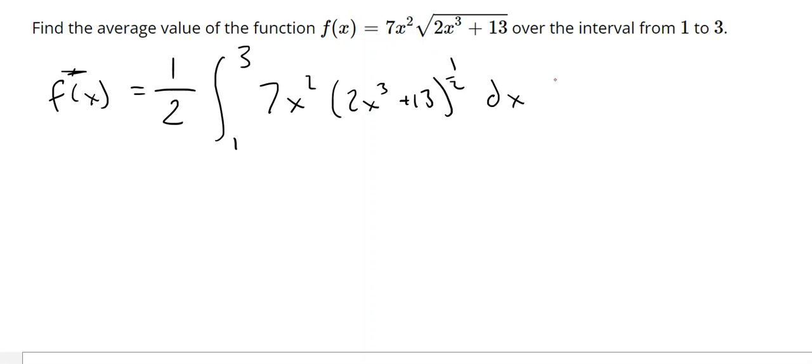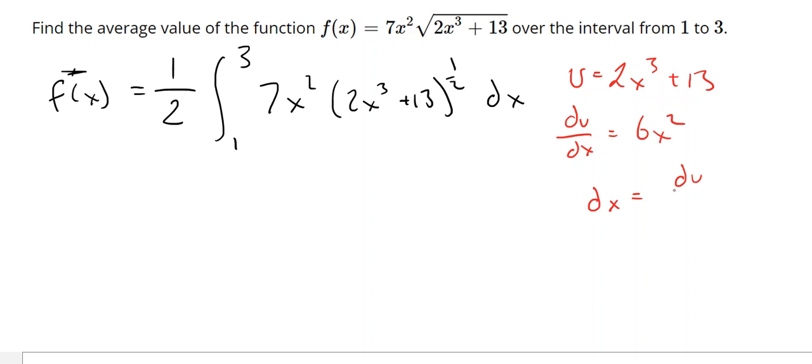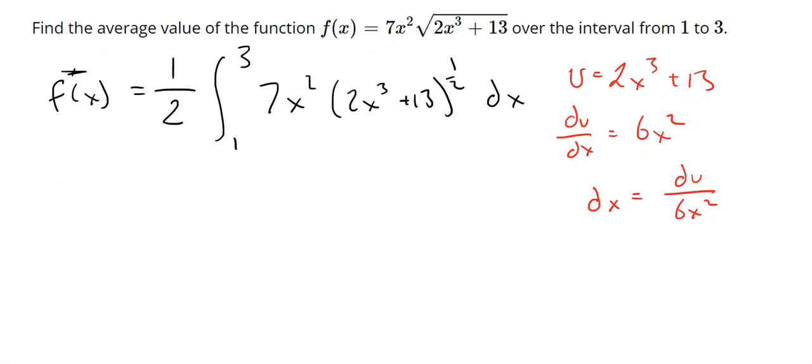Well, u in this particular case is going to be what is in the parentheses, 2x cubed plus 13. The derivative of that is 6x squared. And solving this for dx, we have dx is equal to du over 6x squared. So we would have something that looks like this.